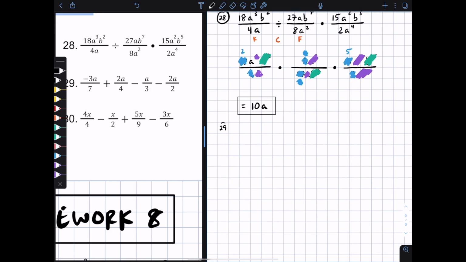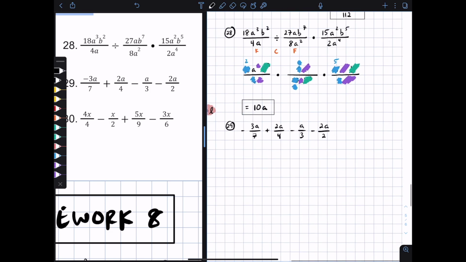Let's say we have 29 here. 29, oh goodness, we have addition and subtraction. It's back. The common denominators, let's see. Okay, that minus A over 3 minus 2A over 2. All right, so we need common denominators here. I'm thinking 2 goes into 4, so don't worry about that. I'm thinking maybe 12. 12 works for 4, 3, and 2, but not 7. What about 28? 84? I'm not sure. Okay, let's see.